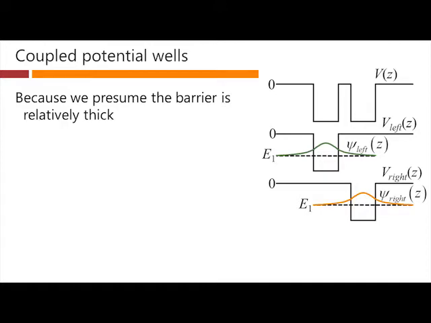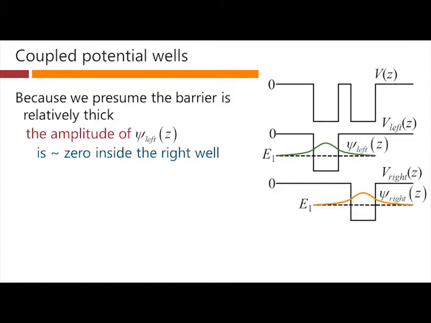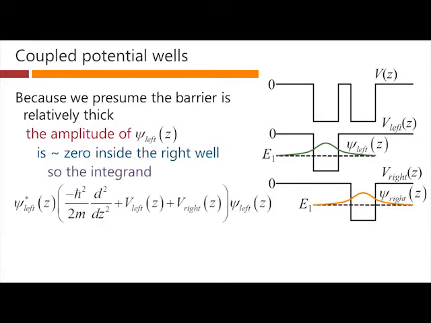And because we're presuming the barrier is relatively thick here, the amplitude of psi left is going to be approximately 0 inside the right-hand well. So this is the approximation we make here. So we're saying this basis function is approximately 0 inside this well. So this integrand here, with psi left star here and psi left on the right as well, is approximately 0 inside the right well, because we're presuming that this wave function, psi left of z, is approximately 0 inside the right well.